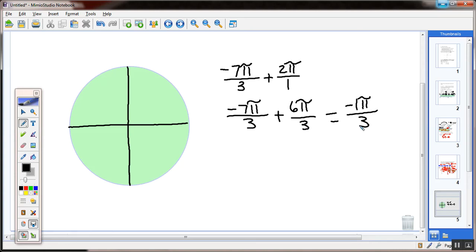Negative pi over 3 here. Add how much here? So add another 6 pi over 3. You guys agree? Where's that put us? Okay, puts you at 5 pi over 3 radians. All agree? Okay. Where's that going to fall? That is a great question, isn't it? Radians are tricky, aren't they?